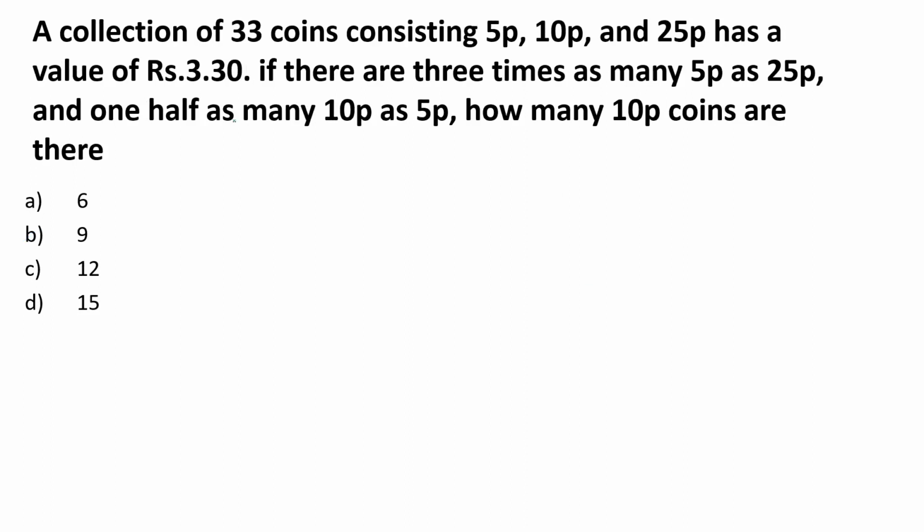Next one. Here is the next one. A collection of 33 coins, sorry, a collection of 33 coins consisting of 5 paisa, 10 paisa and 25 paisa has a value of 3 rupees 30 paisa. If there are 3 times as many 5 paisa as 25 paisa and one-third as many 10 paisa as 5 paisa, how many 10 paisa coins are there?